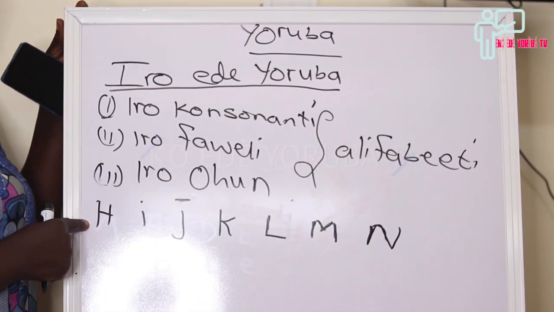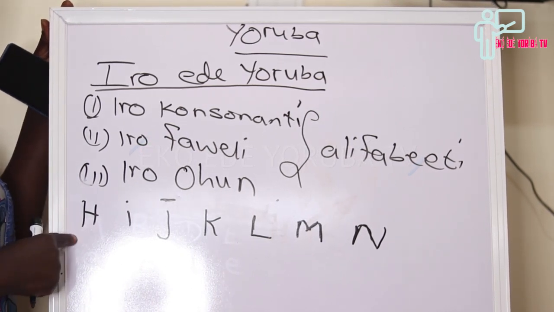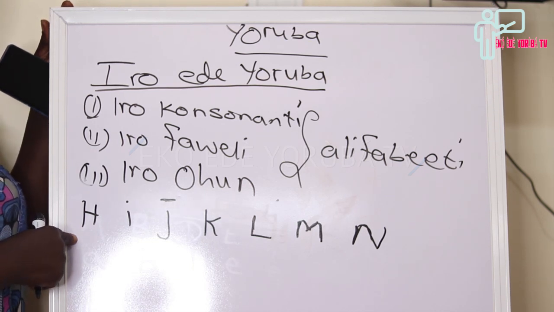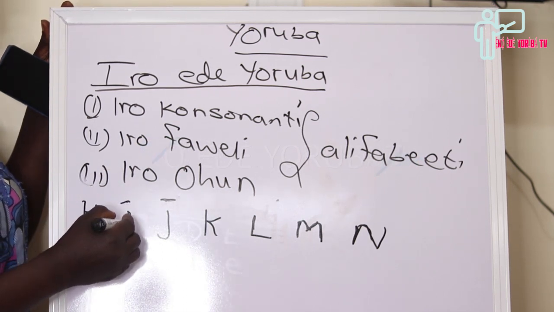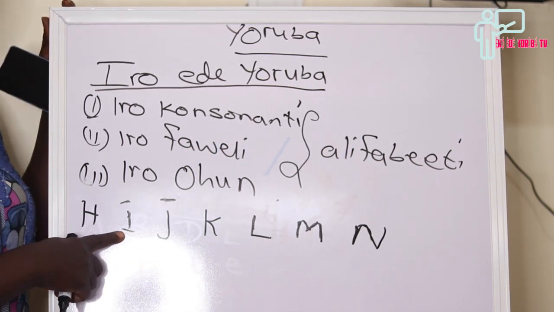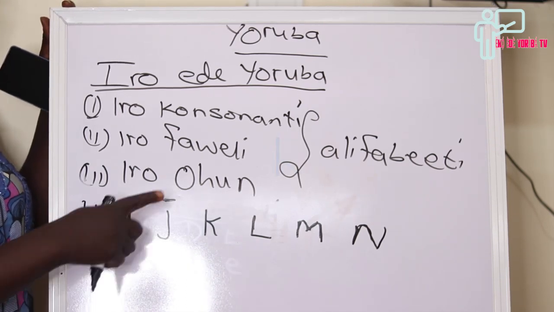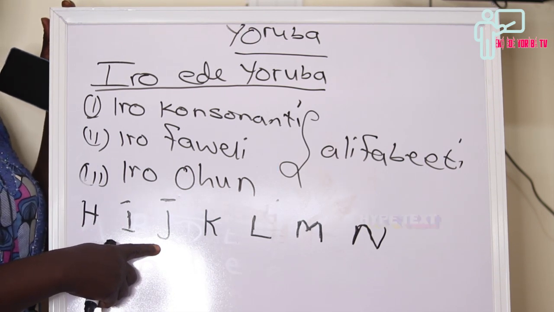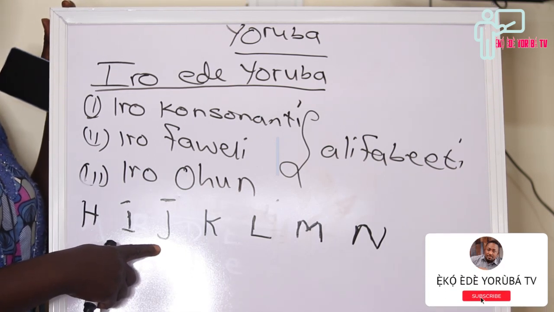Now this one is he, which is H. H in English. We call it he. This one is I, which is the capital letter of the I. We call it I in English. Òun là ń pè ní i. Eléyìí ni J in English. J. We call it ji in Yoruba.